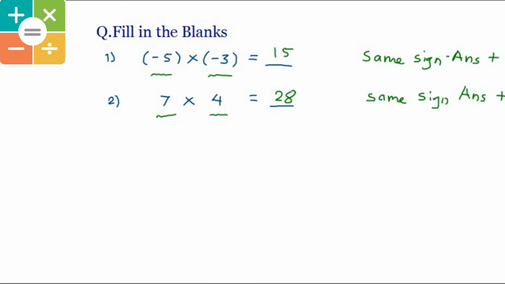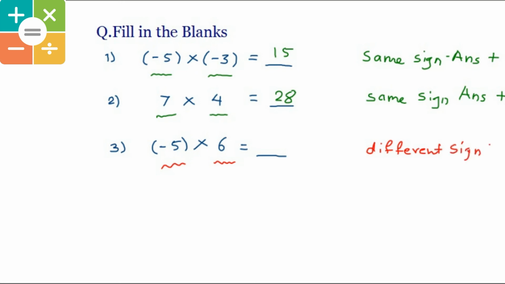Let's take third example. Minus 5 multiplied by 6. Now in this case, first number is negative, second is positive. So in this case, numbers are of different sign. So answer should be negative.